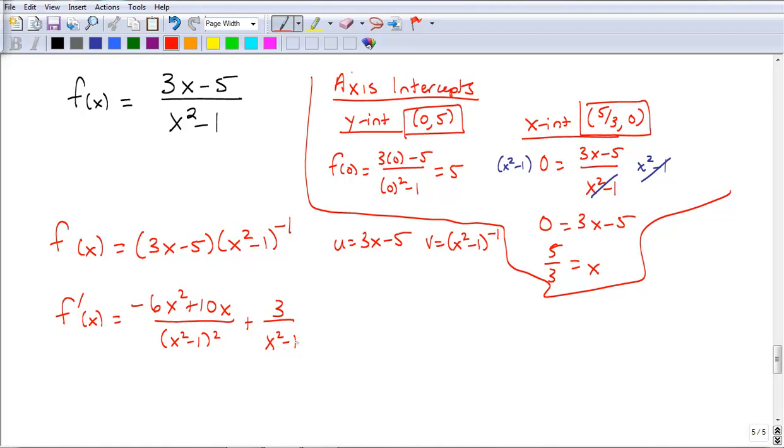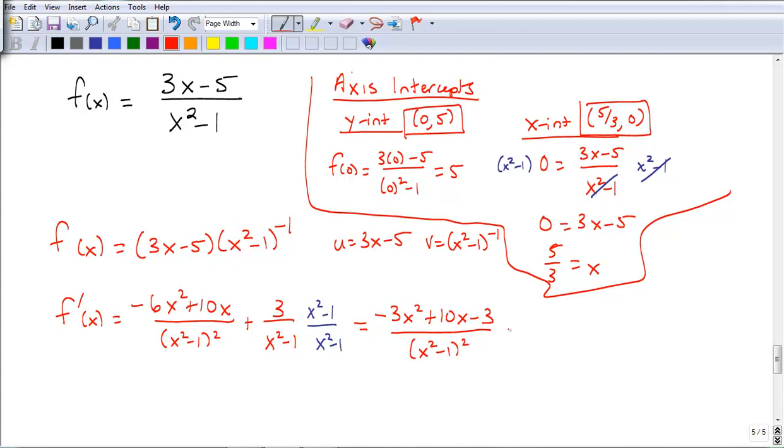And I can find a common denominator by multiplying the second term by (x squared minus 1) over (x squared minus 1). This is just so I can find a common denominator and add them together. And when I do that, I get a new form of this thing. This thing looks like (negative 3x squared plus 10x minus 3) over (x squared minus 1) squared.